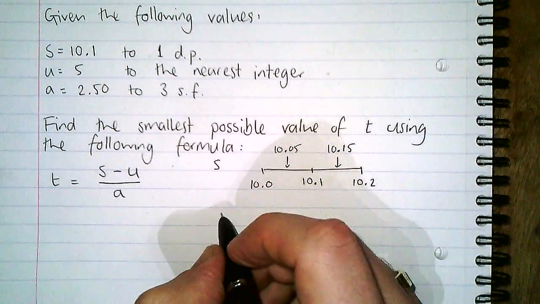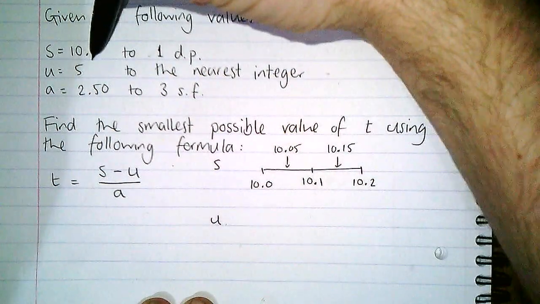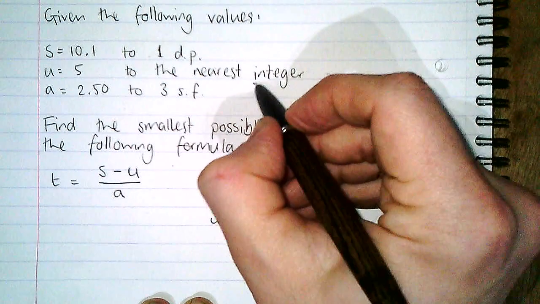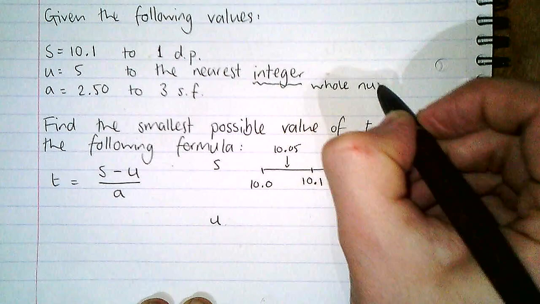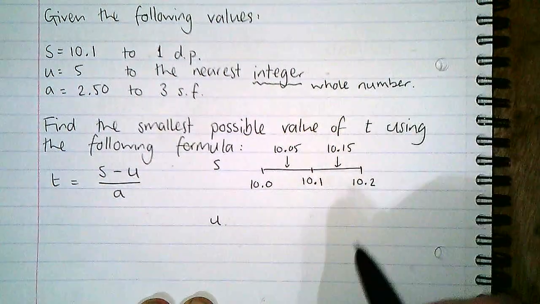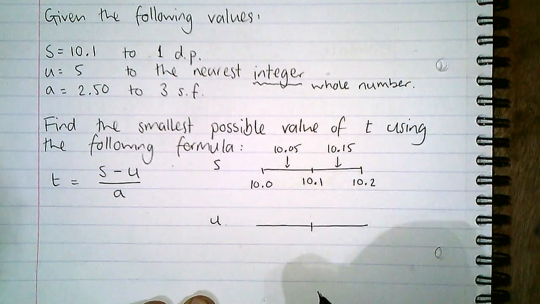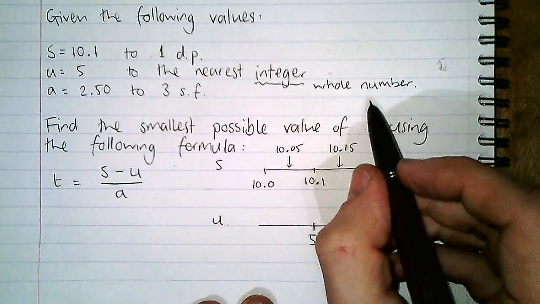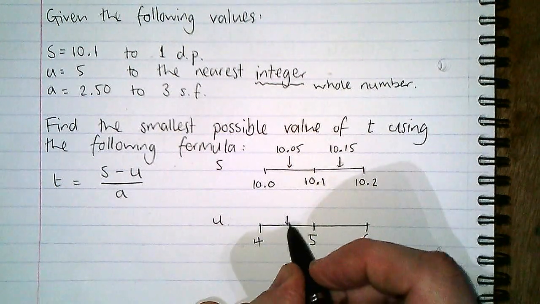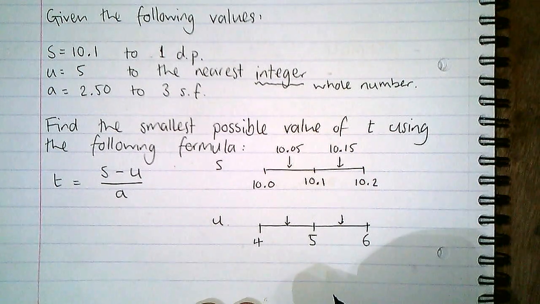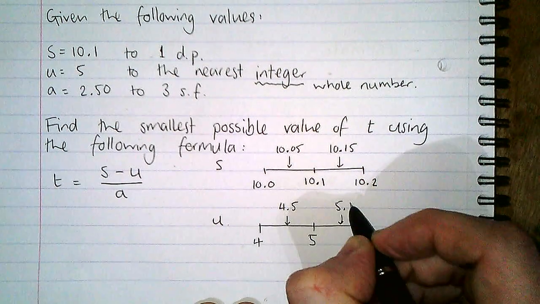Okay, let's do u next. So u is 5, and that says the nearest integer. Remember, integer just means whole number. It's just a fancy maths way of saying whole number. So here I'm going to draw myself a line. 5 goes in the middle. The next whole number up is 6, and the whole number down is 4. Halfway between these is going to give me my upper and lower bounds. So my lower bound here is going to be 4.5 and my upper bound 5.5.